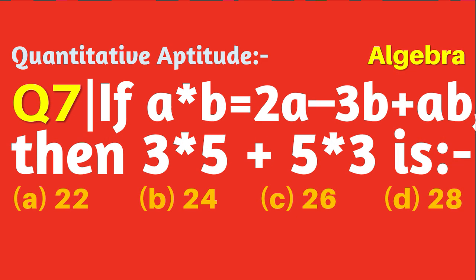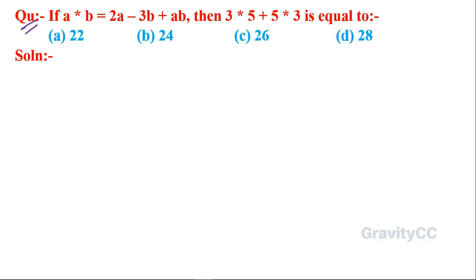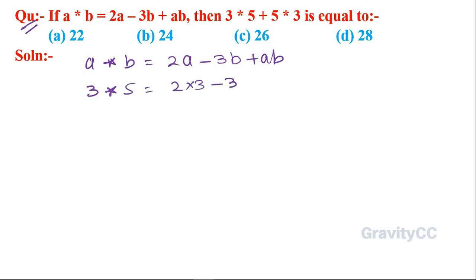If a asterisk b is equal to 2a minus 3b plus ab, then 3 asterisk 5 plus 5 asterisk 3 is equal to. So in this question given a asterisk b is equal to 2a minus 3b plus ab. 3 asterisk 5 is equal to 2 into 3 minus 3 into 5 plus 3 into 5. So is equal to 6 minus 15 plus 15. So here 15 cancels, is equal to 6.